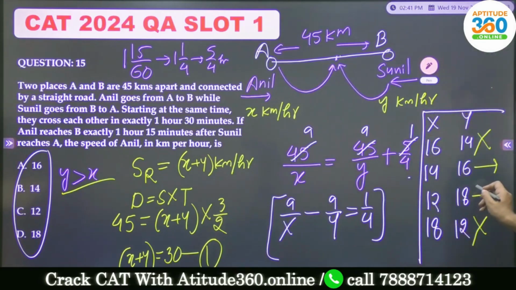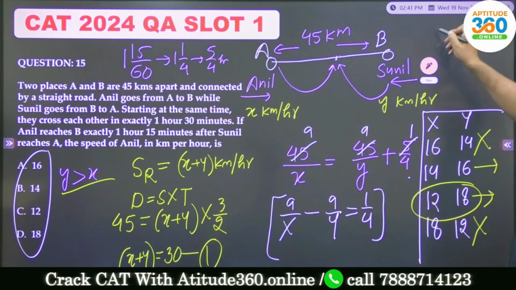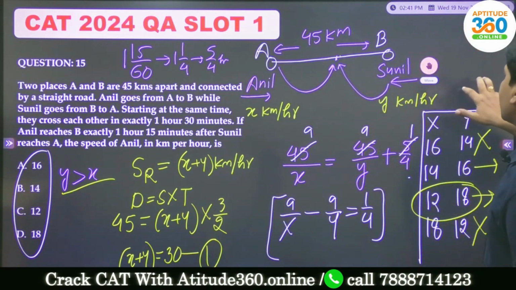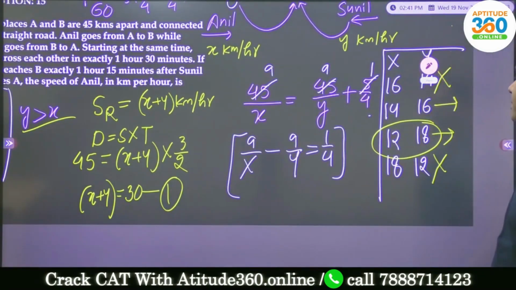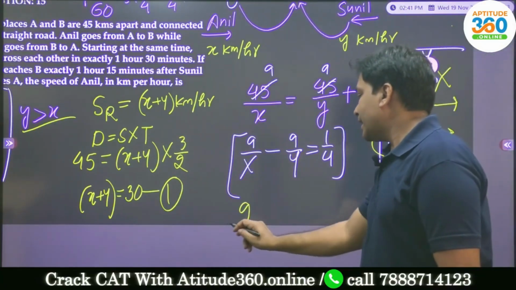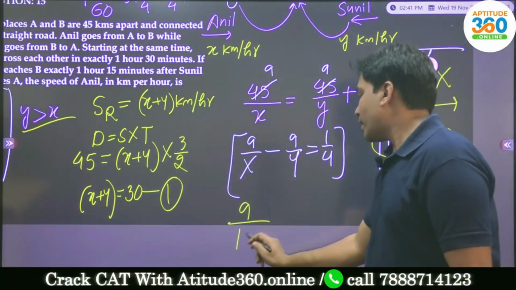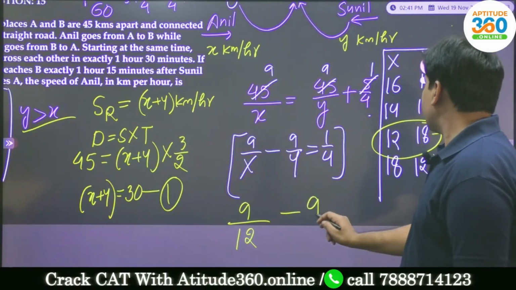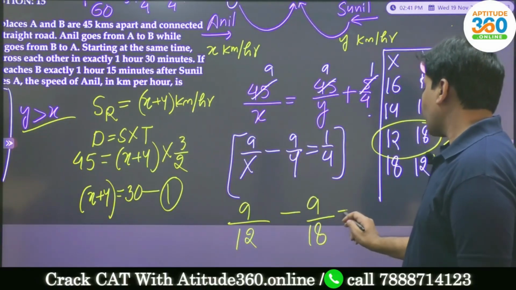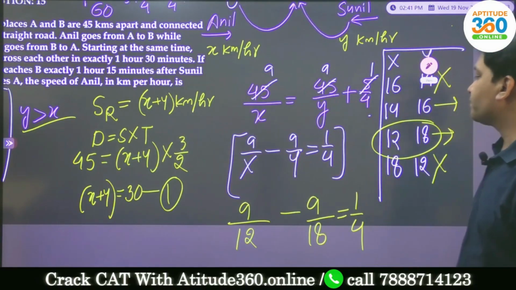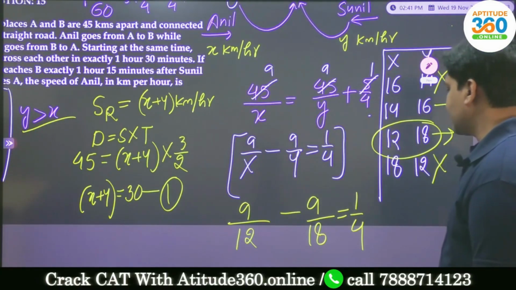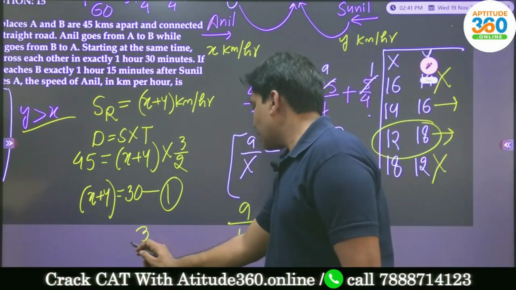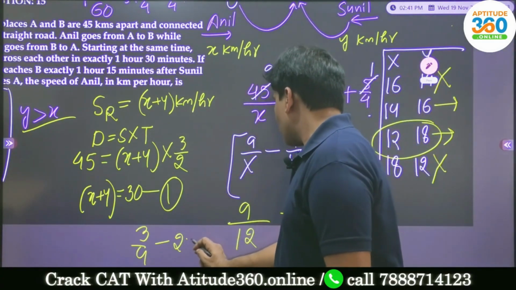So what is your option? Your option is this. I would like to verify this also. Let us verify. Y answer, option number C is the right answer. I can take this as 9, value of x is 12, right? Negative 9 upon 18, and that comes out as 4. Y will have to be bigger than x. So this comes out as what? 3 by 4 minus 2 is equal to 1 by 4.